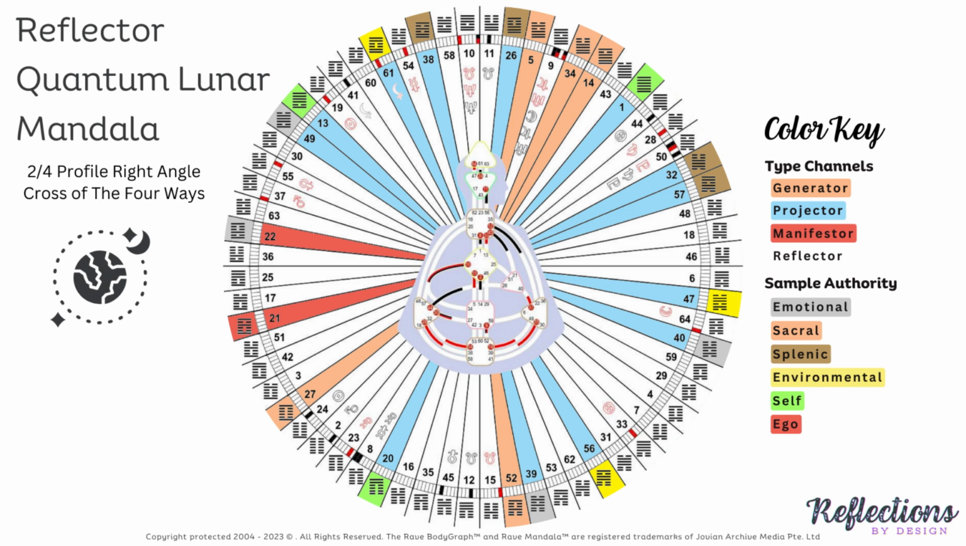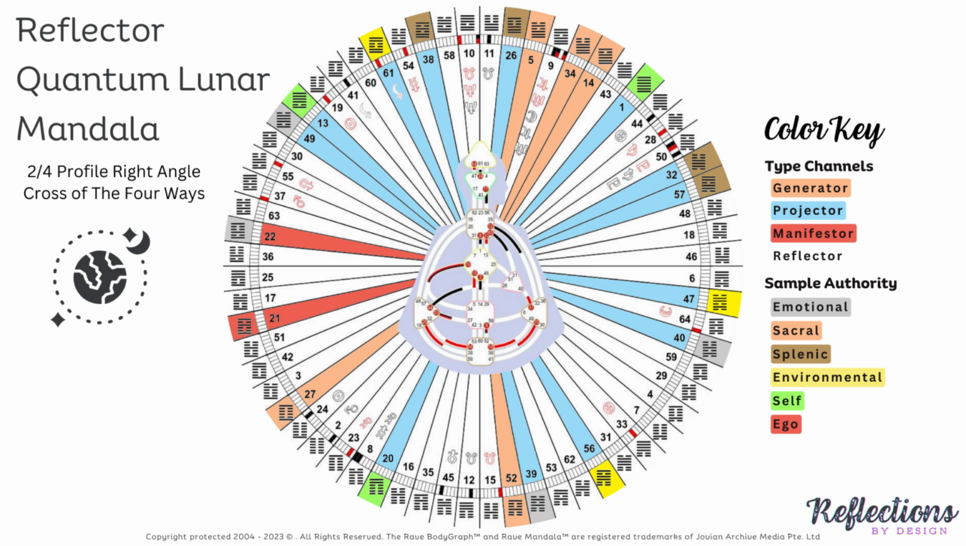But it's the moon that provides a consistent pattern of activation that we can rely on as reflectors with our lunar strategy and authority. So that's why I call it a quantum lunar mandala. I'll be showing you how to create one of these mandalas for yourself and or the other reflectors in your life, and then I'll give you a short how-to on how to use it. The good thing about creating these mandalas is that you only need to create it once. This is because reflectors repeat the same exact pattern each and every lunar cycle.